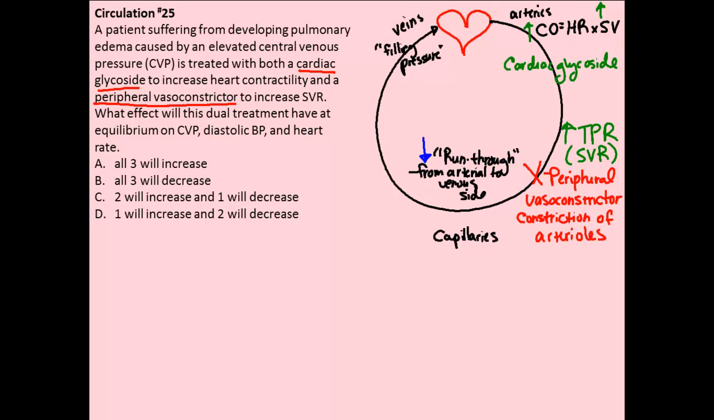So this is the basic setup. Now we need to start thinking about what effect these different indices would have on our three factors that they mentioned: our CVP, our diastolic blood pressure, and our heart rate.